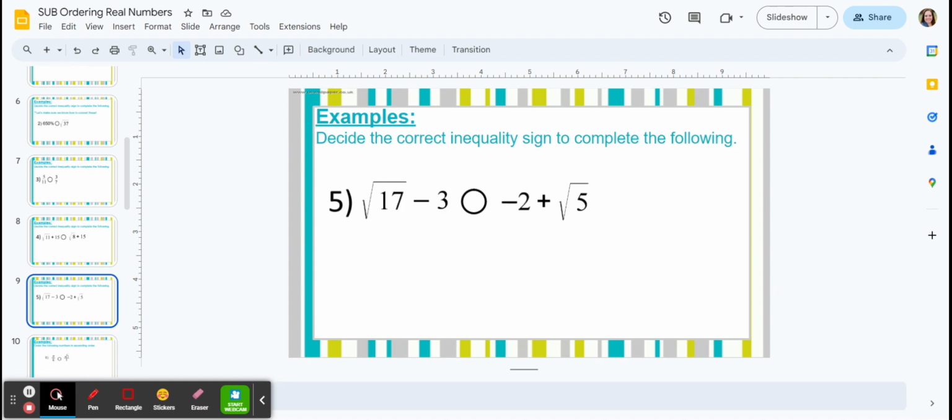Okay, so we have the square root of 17. Tap out of it, minus 3, and that gives us 1.1. And then let's try the next one, which is negative 2 plus the square root of 5, and that gives us 0.023. So obviously 1 is bigger than 0, so the square root of 17 minus 3 is greater than negative 2 plus the square root of 5.